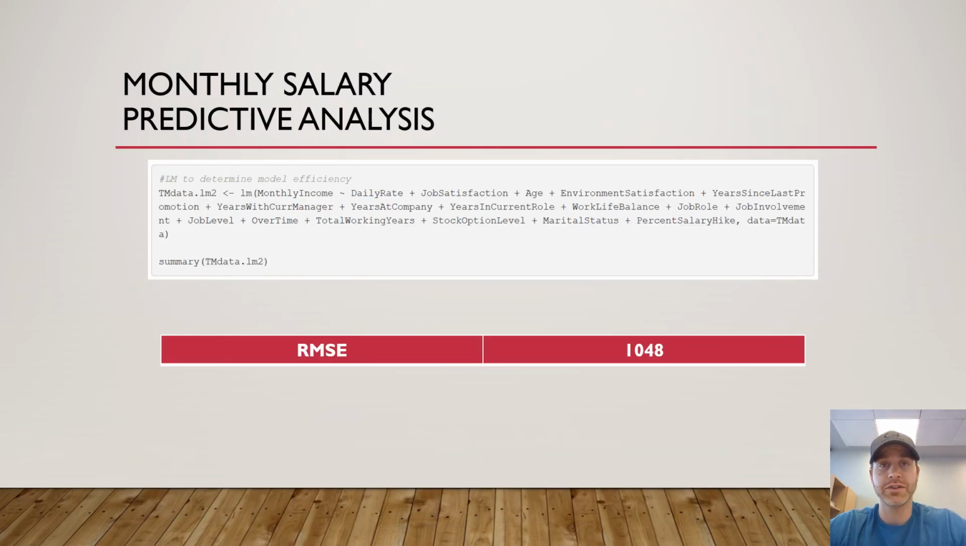For our predictive analysis, I've used a simple linear regression using some of the most important variables that I've discovered through the random forest and the overall exploratory data analysis. As you can see, I've come up with a RMSE of 1048, which is far below the 3000 requirement. With this, we've exported the data from both the attrition and salary predictive analyses to CSVs for your review.